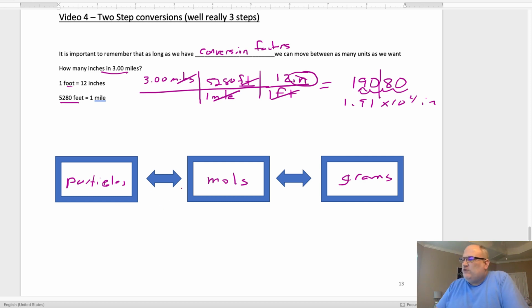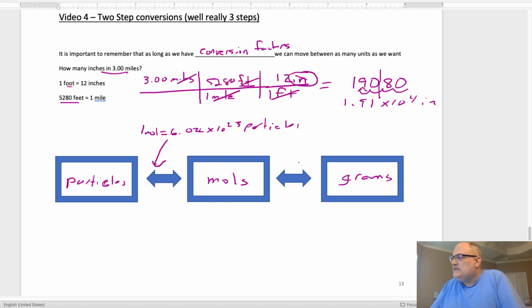Now, we were able to go back and forth between moles and particles because we know that 1 mole of anything is equal to 6.022 times 10 to the 23rd particles. So as long as we have that conversion between these two, we can go back and forth between these two things. When we want to go between moles and grams, remember in the last video, we used molar mass. So we're going to do that again today, and we're going to do a 3-step.